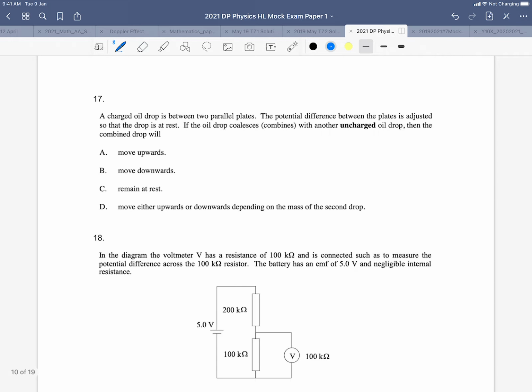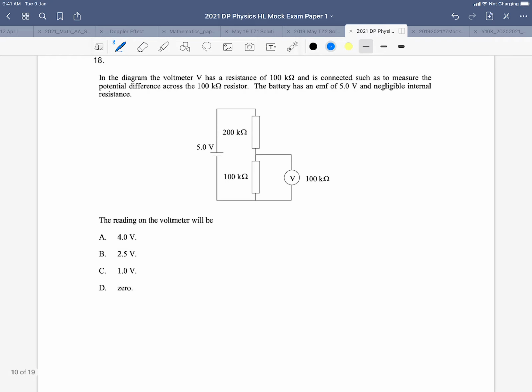Charged oil drop between 2 parallel plates. So here's a little oil drop. Now we adjust the potential difference, so we're basically adjusting the electric field so that it's at rest, which means we have a weight that is balanced out by an electric force. Then if the oil drop suddenly coalesces with another uncharged oil drop, the mass is going to increase, the weight is going to get bigger, but the electric force is still the same, so it's obviously going to move downwards. It's going to be heavier, and the electric force doesn't change.